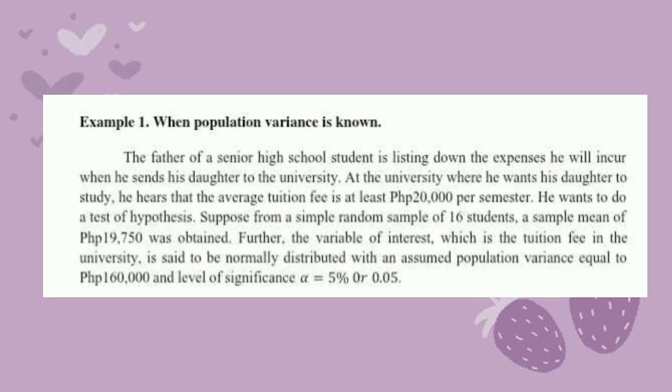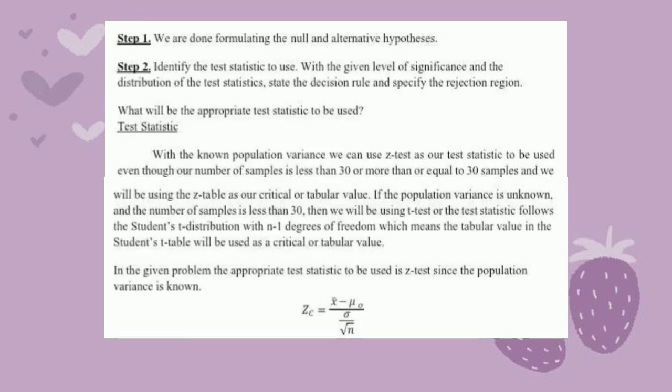Further, the variable of interest, which is the tuition fee in the university, is said to be normally distributed with an assumed population variance equal to 160,000 and level of significance alpha equals 5% or 0.05. But of course, there are steps to follow to find the value.